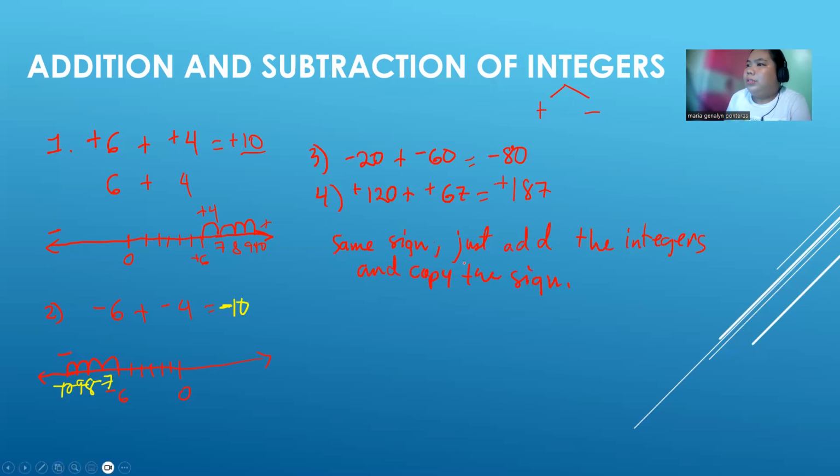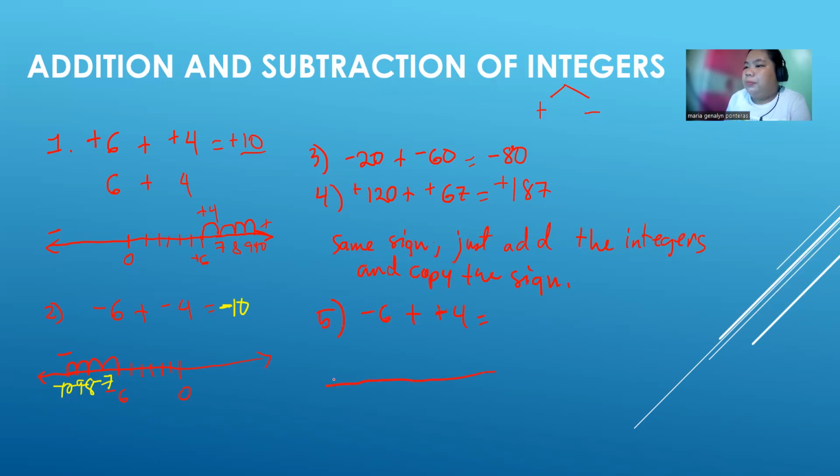Okay. So, as simple as that, no? And sige, the second one, number 5. What if we have different signs? Say, for example, negative 6 plus positive 4, and equals.